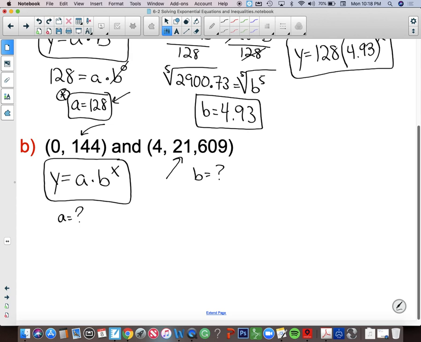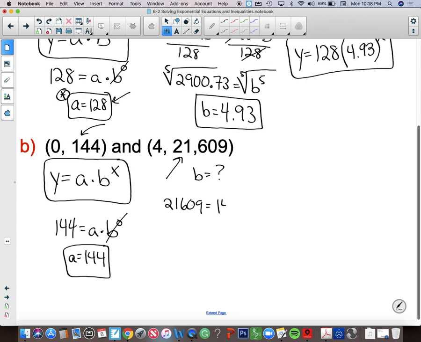All right, so you kind of saw on the first one, if you got 0, 128 or 0, 144 here, A is going to be 144. I'll just plug it in here so we can see it. A times B to the 0, so the B goes away. We get A equals 144. Whatever that first point is, if it has a 0 in it, that's always going to be your A. Then we plug in the second point, 21,609 for the Y, and then we have our A as 144. B we don't know, we're trying to find, but we got a fourth power for B. So you got to divide by 144 and then take the fourth root.